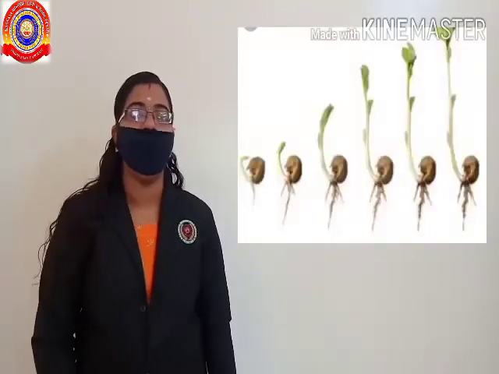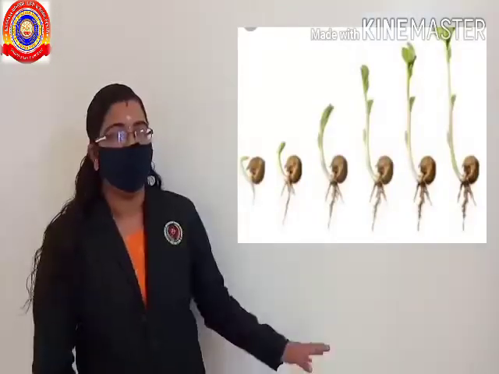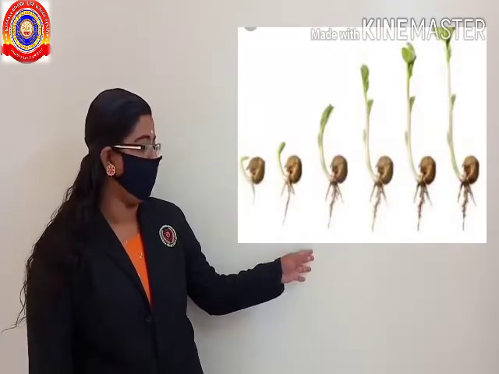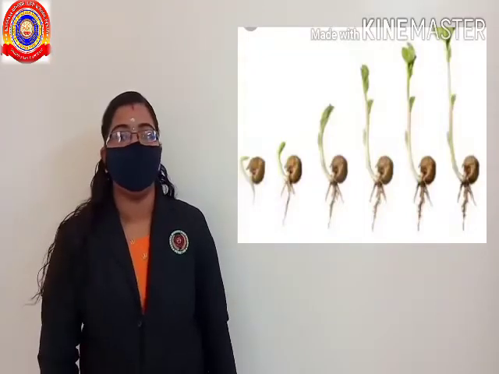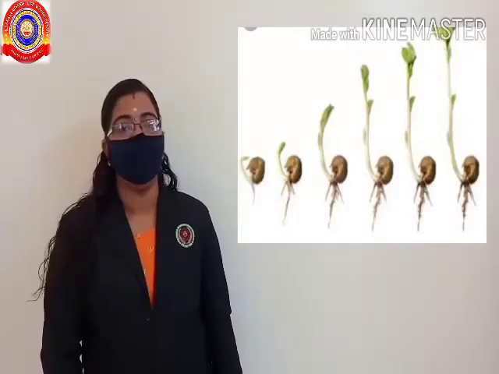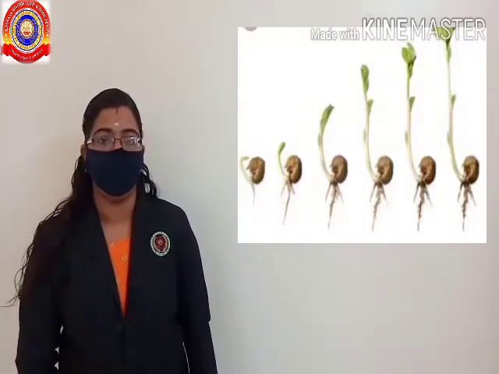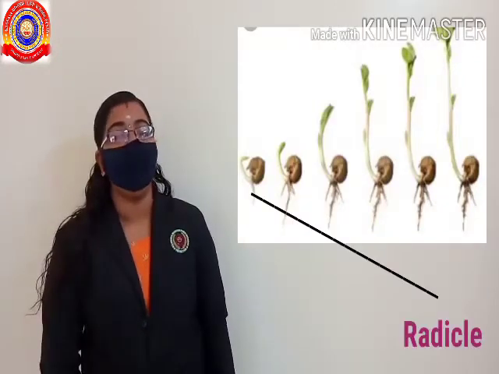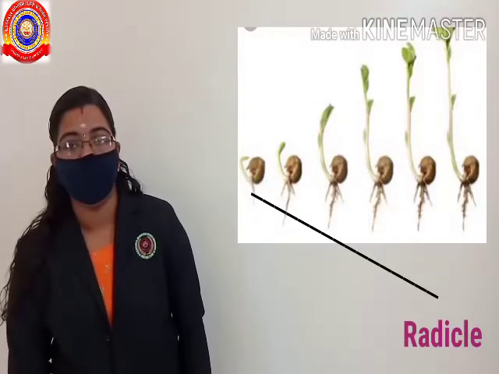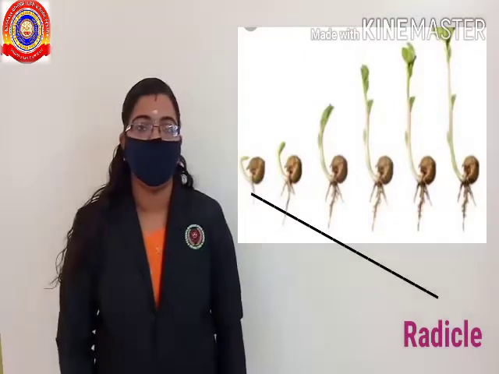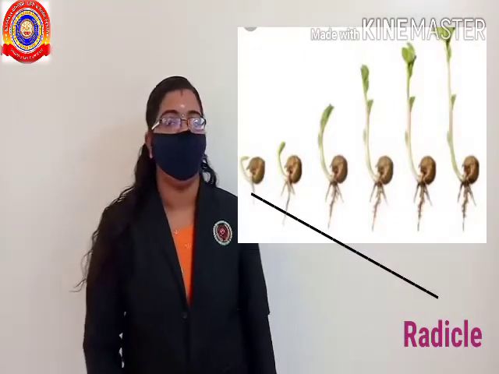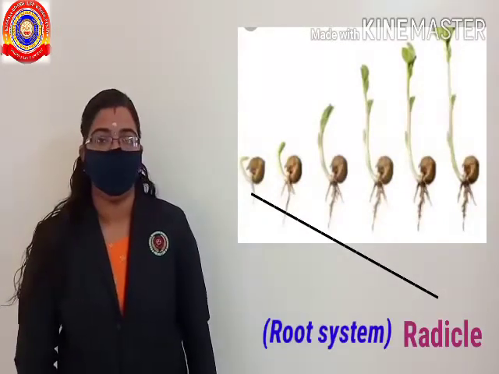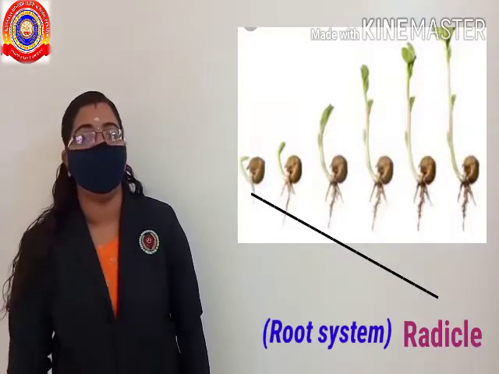In this picture, we can see the different stages of germination. Which is the first part that came out from a germinating seed? Say children, what is the answer? Yes, you are right. It is a radicle. And radicle develops to form what? Yes, very good. Root system. Radicle develops to form the root system of a plant.